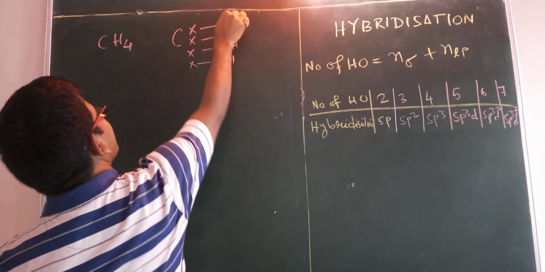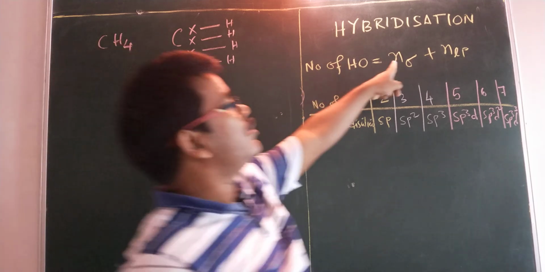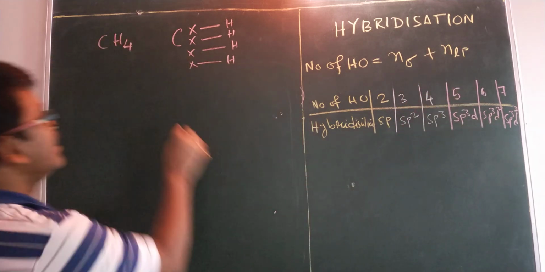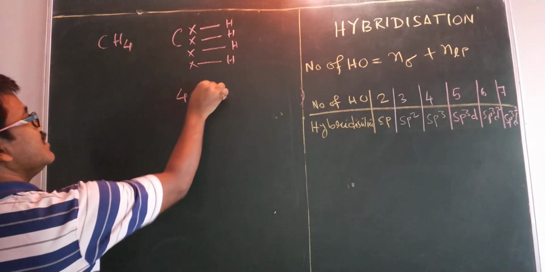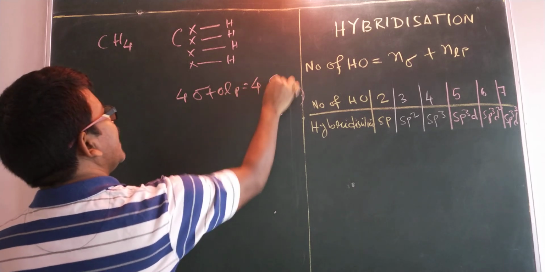4 sigma bonds and no lone pairs. Number of sigma bonds is 4, number of lone pairs is 0. Therefore 4 plus 0 is 4. Summation is 4, and 4 means the hybridization is sp3.